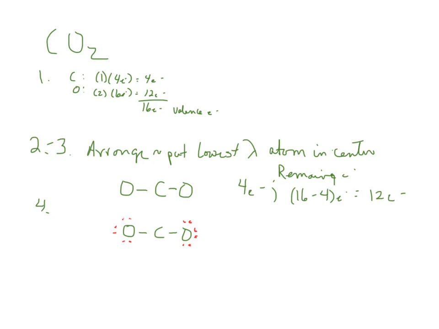Merry Christmas. Okay, so that's step 4. That's distributing the remaining electrons from your pot that weren't on your preliminary structure around the terminal atoms.